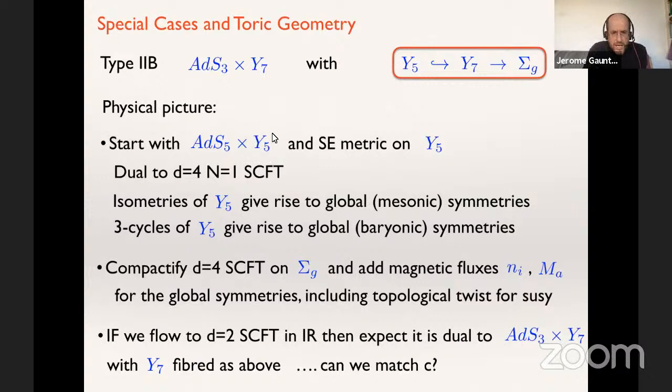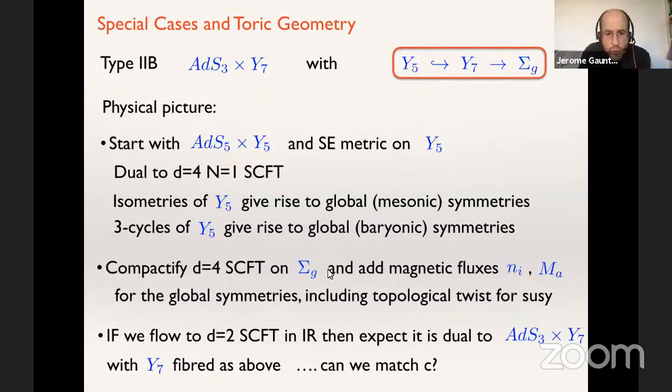And what we know is that the isometries of Y5 give rise to global symmetries. One of them will be the R-symmetry, but you could have additional global symmetries. 3-cycles of Y5 give rise to additional global symmetries called baryonic symmetries. So imagine we have one of those field theories, and we also have its gravitational dual. And now we compactify that 4-dimensional field theory on a Riemann surface. And we add magnetic fluxes for all the global symmetries. So the integral of the field strength along the Riemann surface is just some quantized integer.